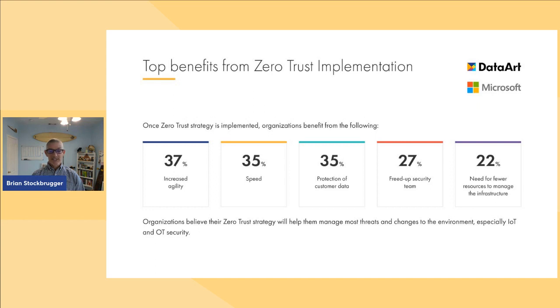It also frees up the security team, with the cloud adoption and security services in the cloud working for them to automate. IT and security teams do not need to do so much manual work and are free to work on more business-impacting projects and more important work than managing the infrastructure. That creates a need for fewer resources to manage that infrastructure.